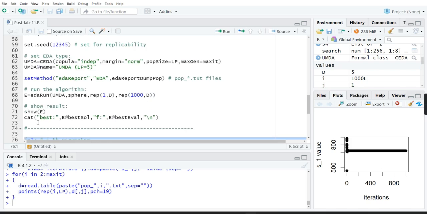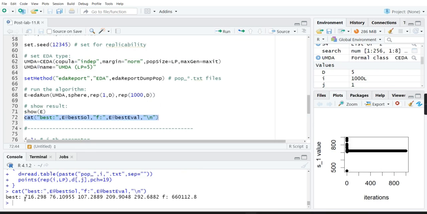So with this statement, you can find out the best optimum solution. Okay, students, you need to remember this function and what are the arguments you have to pass. Okay, this is about the EDA algorithm, estimation of distribution algorithms.